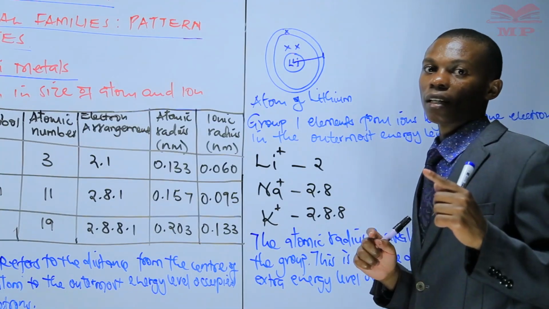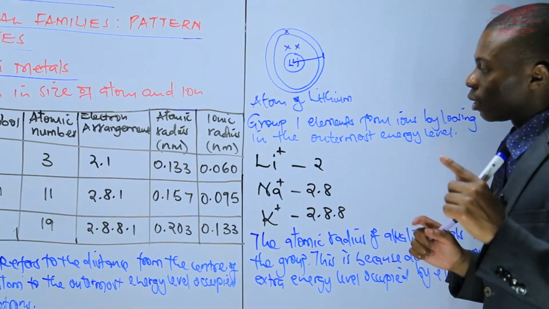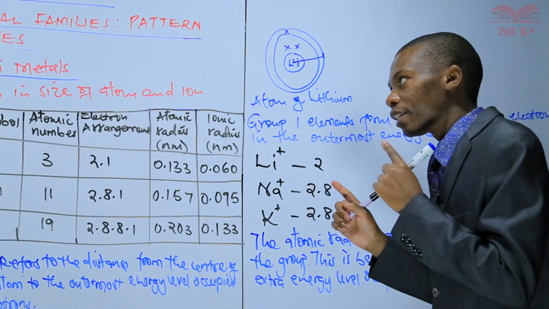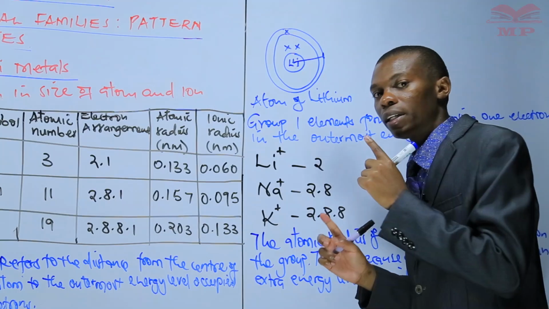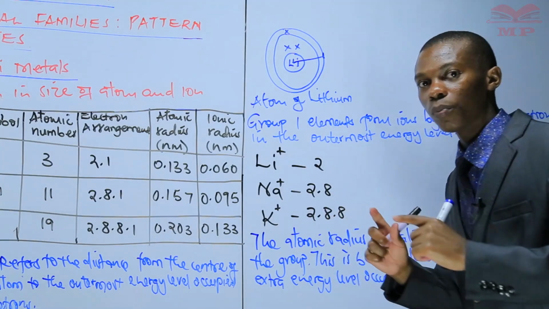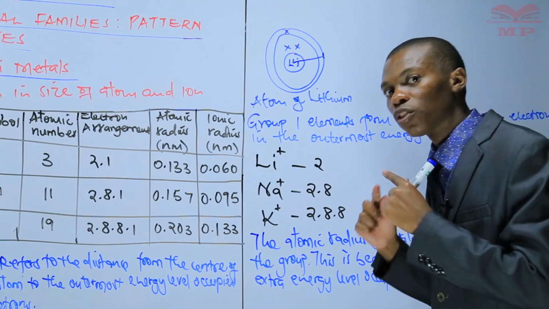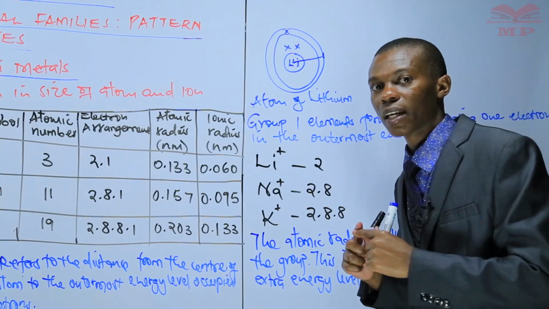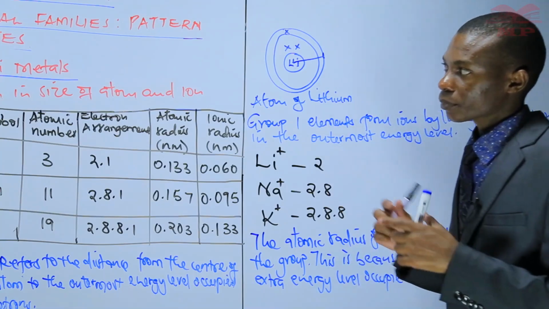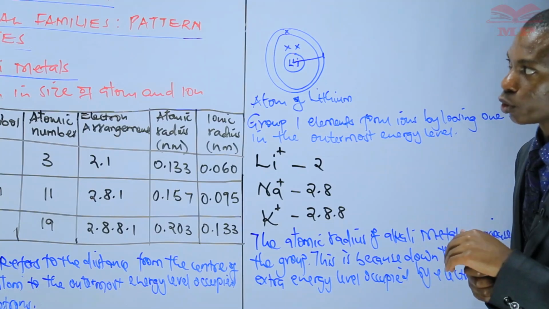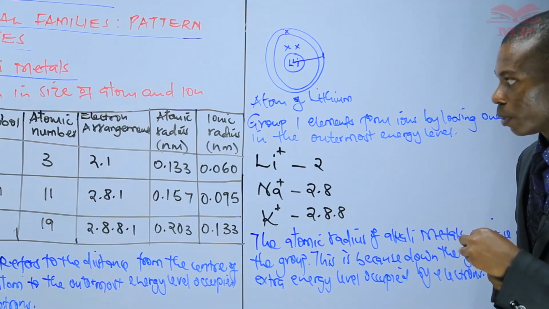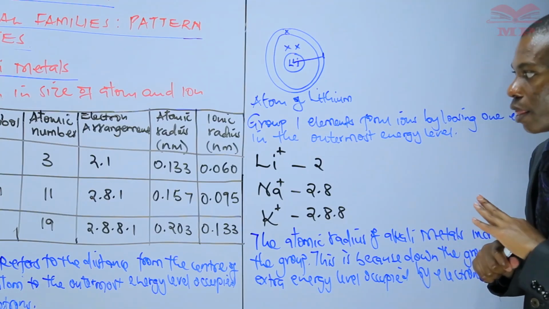So still, the ionic radius down the group increases, because down the group there is an additional energy level which is occupied by the electrons. And that's why the ionic radius also increases, just like the atomic radius down the group.